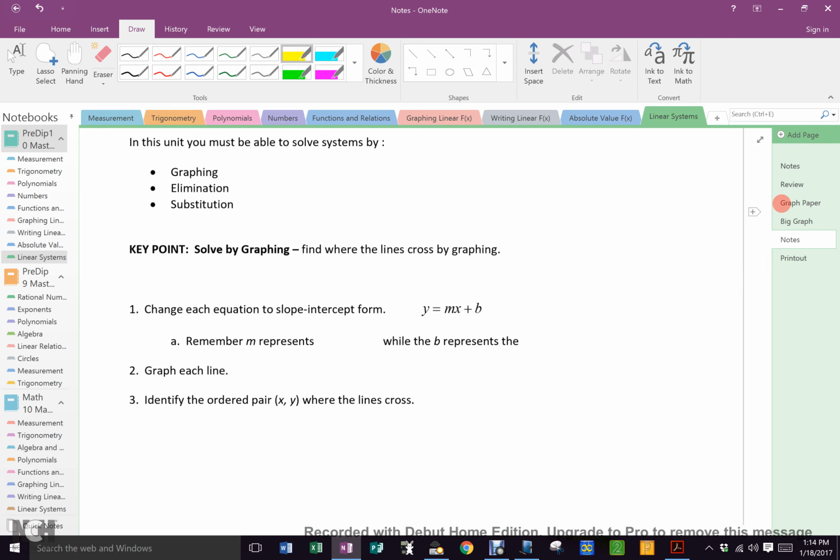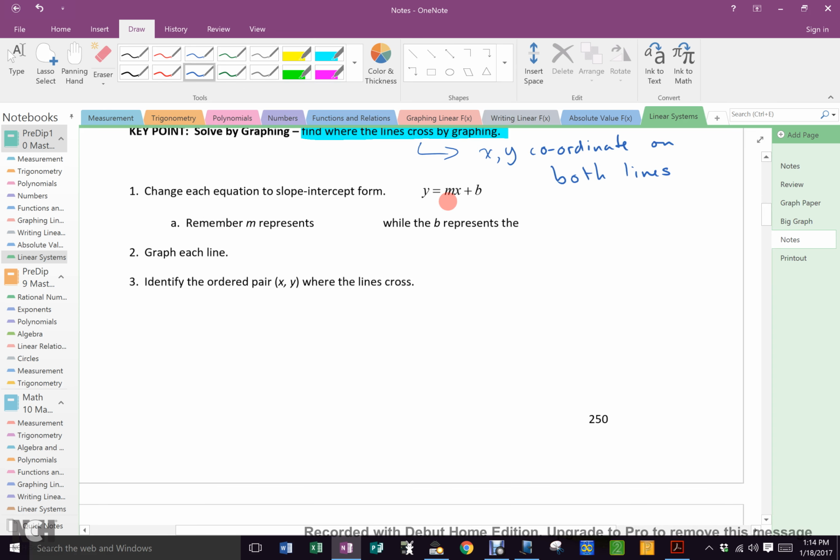So the first thing we are going to do is solve by graphing. Now, this tells you what that means. Find where the lines cross. Why is where the lines cross important? Because where they cross is an x and a y coordinate on both lines. And if that one point is on both lines, then that gives us an x and a y value that will work in two equations. Therefore, it is the solution to the system. Everybody cool? It's pretty easy when you think about it.